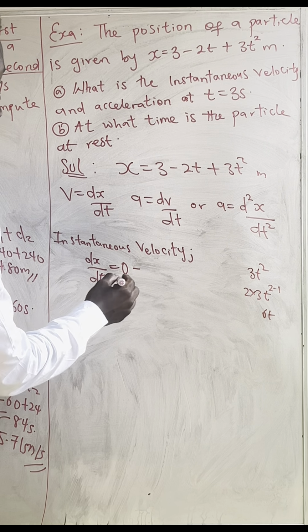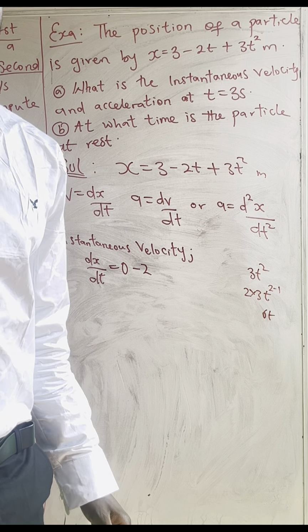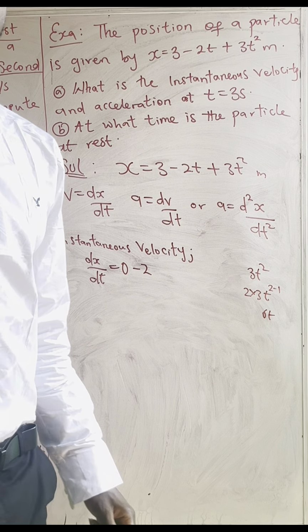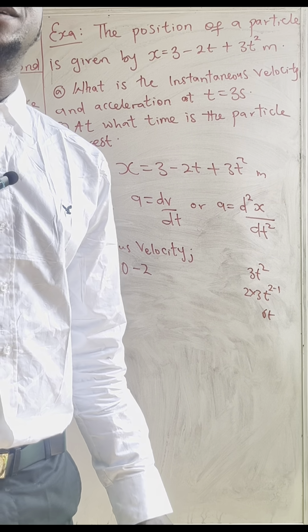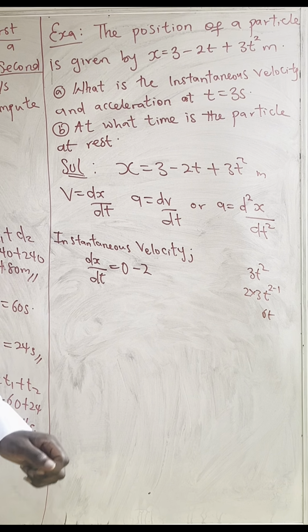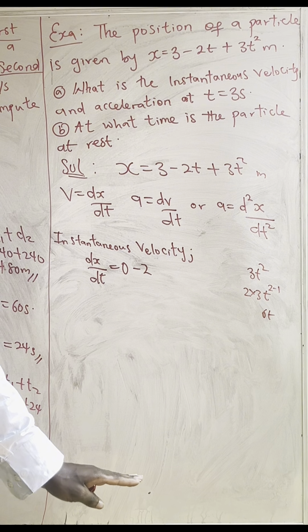That is what? 2. You know, after that, I will now minus 1 from that power. Everybody, what is 1 minus 1? That is what? 0. What is anything else power 0? Anything else power 0 is what? Is 1. So this simply means that the differentiation of 2t is what? Is 2. Do you get that?